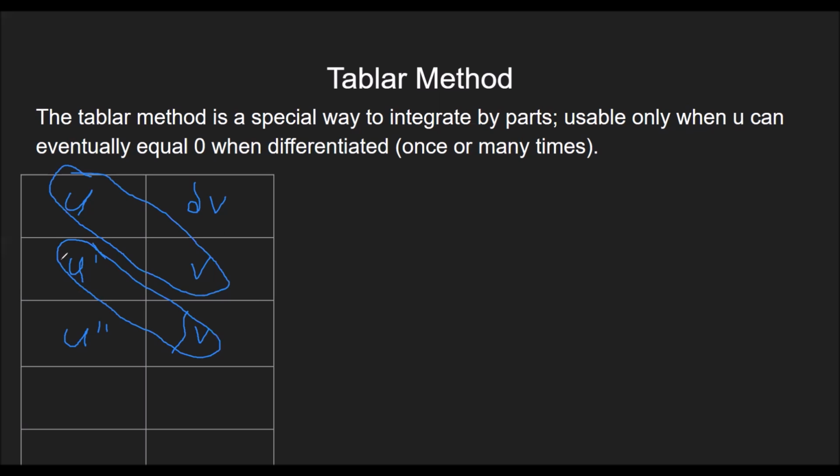Now keep in mind that these alternate in signs. So this is going to be a plus, this is going to be a minus, plus, and this will go on indefinitely. Well, it matters. It's determined by how many times you derive u. So now we can write this out. We state that the integral of u dv is equal to uv minus u prime times the integral of v. And of course, we have to add plus c at the end.